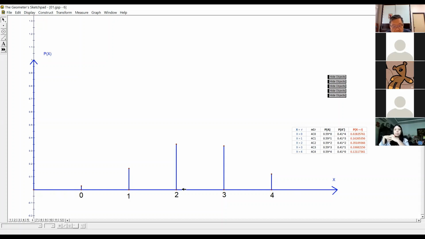x equals 2. The probability is shown by the length of this blue line. So the length of this blue line is 0.35. Okay. Then x equals 3. That means 3 successes. What is the probability? We have counted the probability 0.33. It's here, 0.33. Then and so on for 0.12, right?